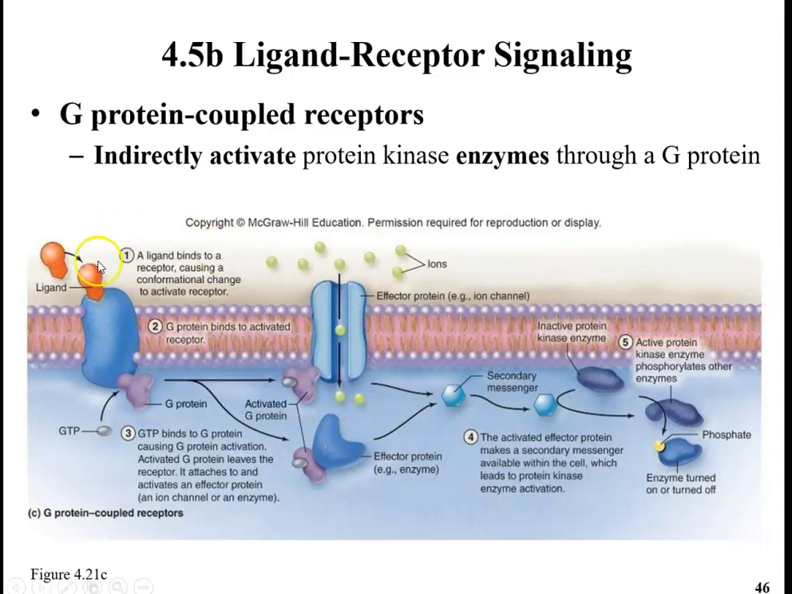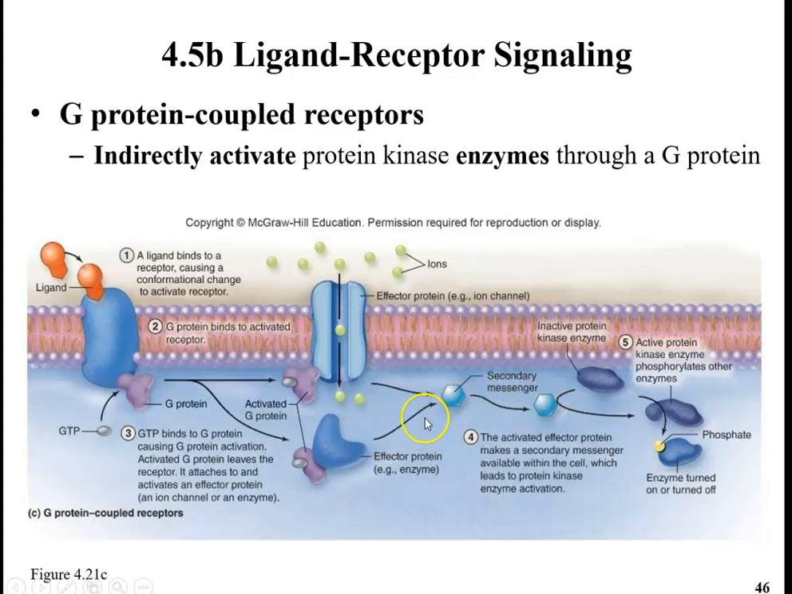And you can see that here. So a ligand binds to the receptor. The receptor is coupled with a G protein. So when the ligand binds, it activates the G protein. The G protein goes on to either activate an effector protein, such as an ion channel, or it goes on to activate an enzyme, and the enzyme and protein channel send secondary messengers.